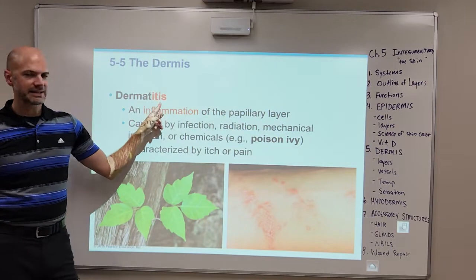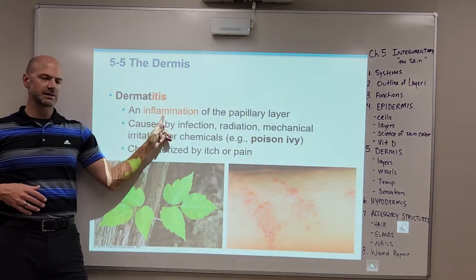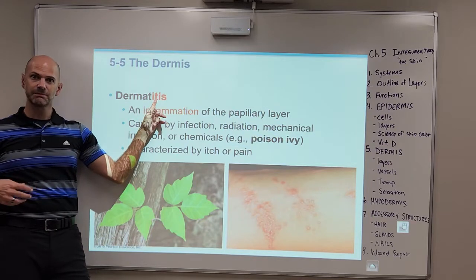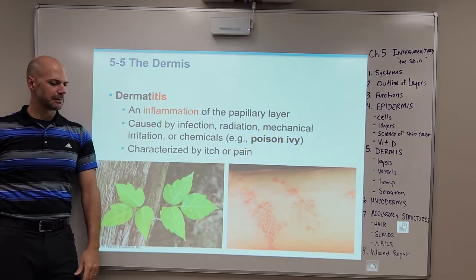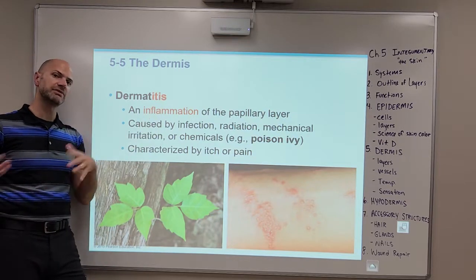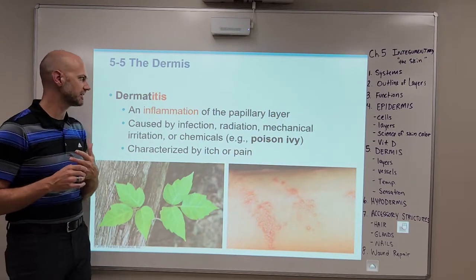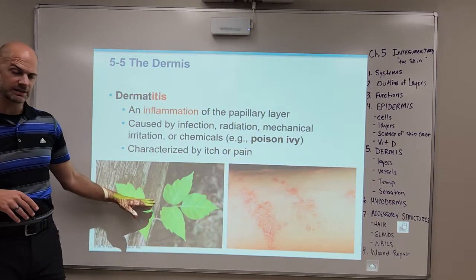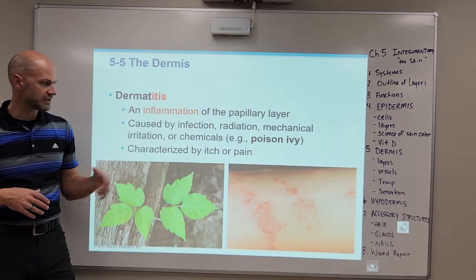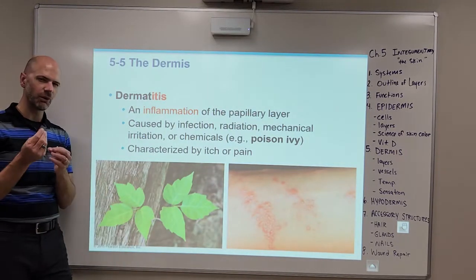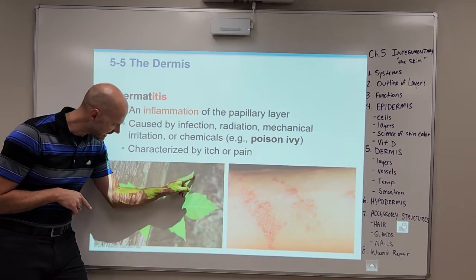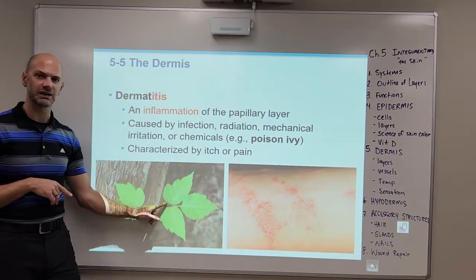Dermatitis. Whenever you see itis in the body, it means inflammation. Arthritis, dermatitis, pancreatitis, appendicitis, all the itises mean an inflammation, an inappropriate inflammation. So contact dermatitis means you have some rash that appears on the skin because you've had some oil from urushiol. Urushiol is the oil that lives on the edges of poison ivy.